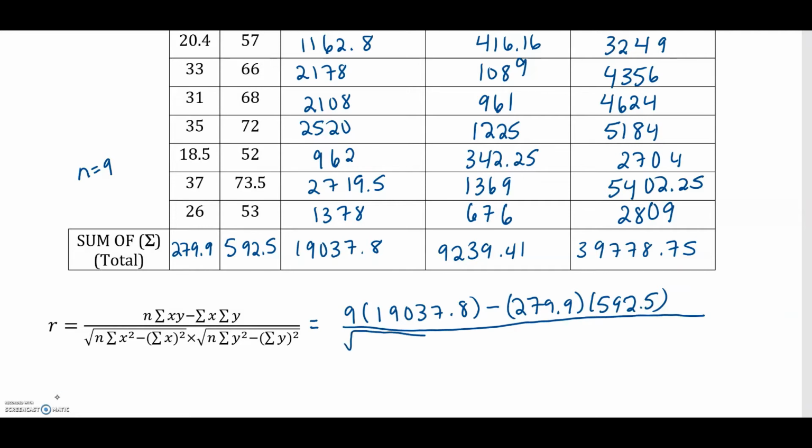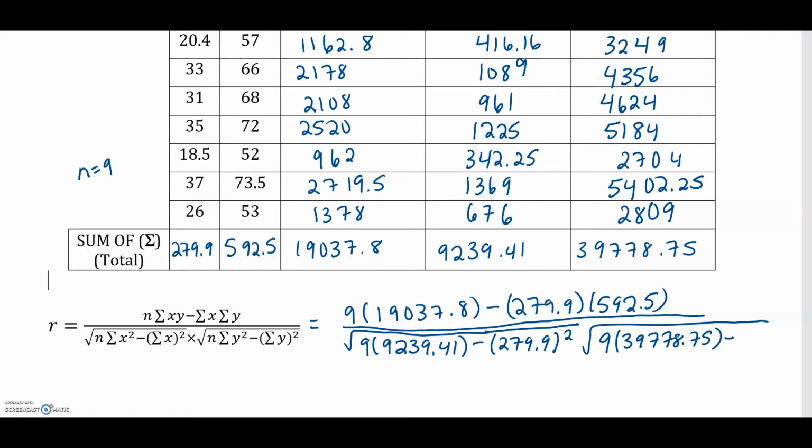the square root of 9 times 9,239.41 minus 279.9 squared, multiplied by another square root. So we get 9 times 39,778.75 minus 592.5 squared.